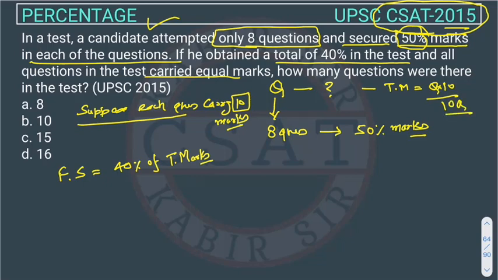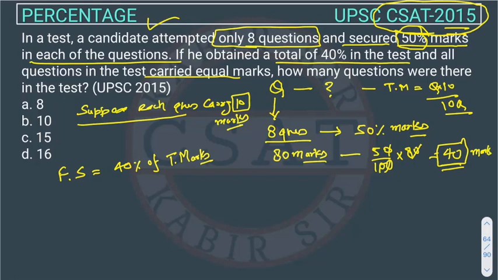And how many marks will he get? So he attempted 8 questions. So he attempted for 80 marks. Right, 8 into 10. But he is getting only 50%. So the 50% of 80 will be 40. Right. So he got 40 marks.